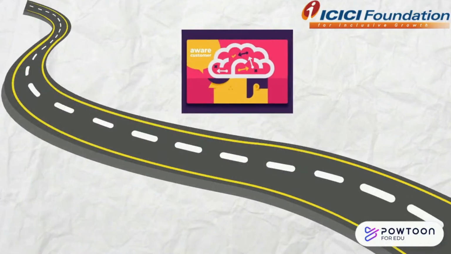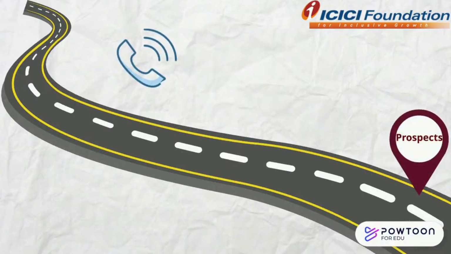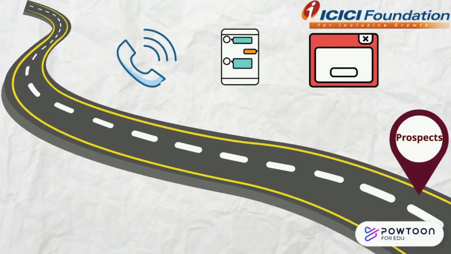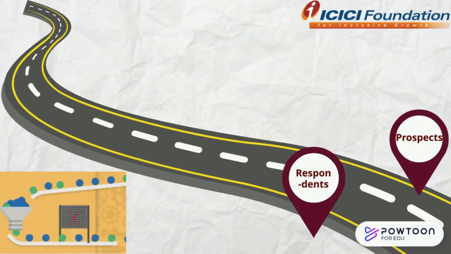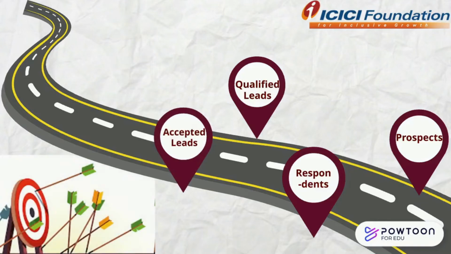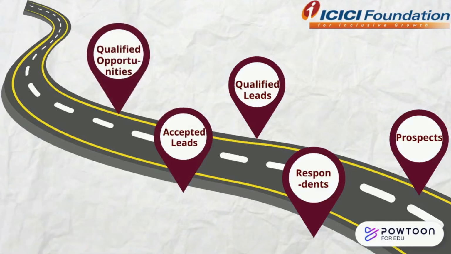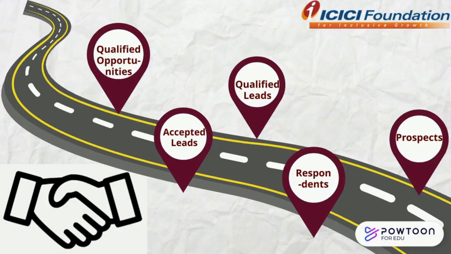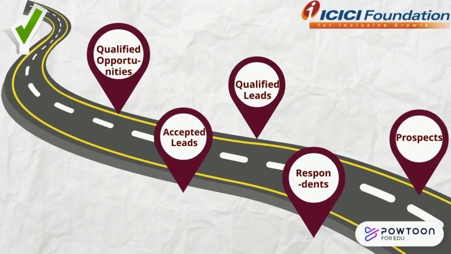The contacts or the customers who know about our products, services are prospects. When they reach out to us, they are the respondents. If they fit into the criteria of our potential customer, they become qualified lead. A qualified lead on which you can spend time or can be pursued further becomes the accepted lead. When the accepted leads' needs are fulfilled by our company, they become the qualified opportunity. And when we close this deal, that's where we reach the last stage of the funnel, close.